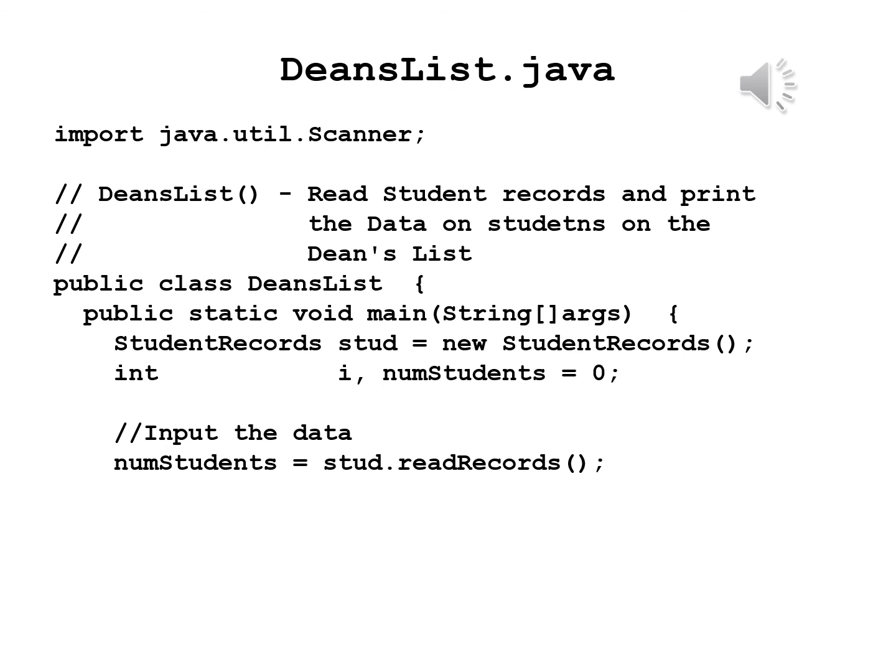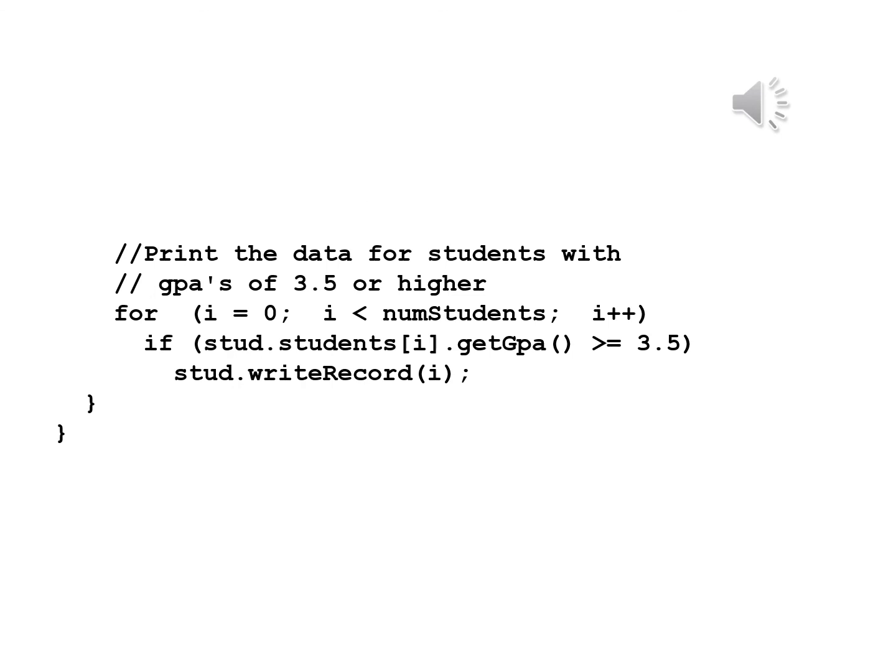We will now input the data. Students equals stud dot read records. We now know exactly how many students we did read, which might be the maximum of 15 or a lower figure. The other half of the main method is a for loop, where we will look to print data about students with grade point averages of 3.5 or higher.